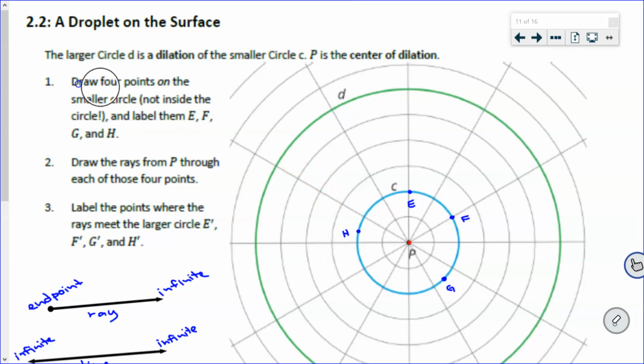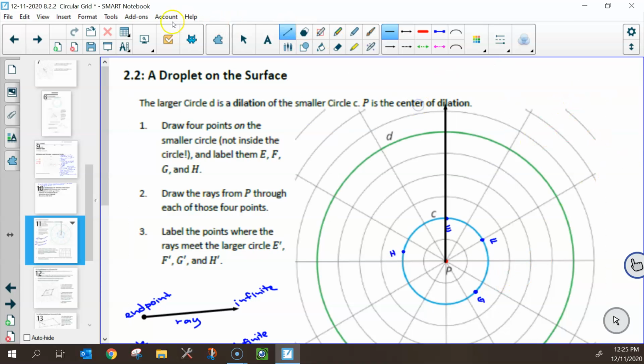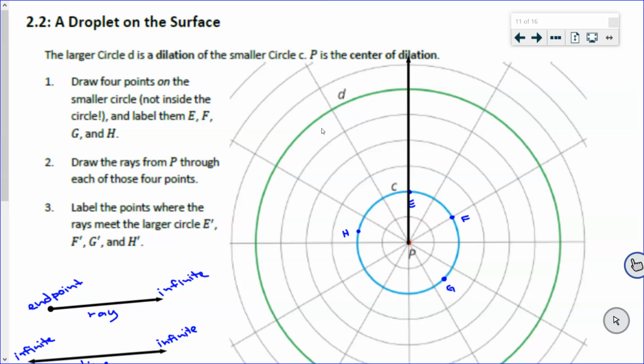It says draw 4 points. And now it says draw the rays from P, so that tells us the endpoint, through each of those 4 points. So here's what I'm going to do. I'm going to draw from P through E, but since I'm drawing a ray, remember I said draw it to the edge of that diagram. So I'm going to go past E all the way to the edge of the diagram. And I'm going to turn those into rays by putting an arrow at the end. I want you guys to do that as well. Continue that with all of your points.